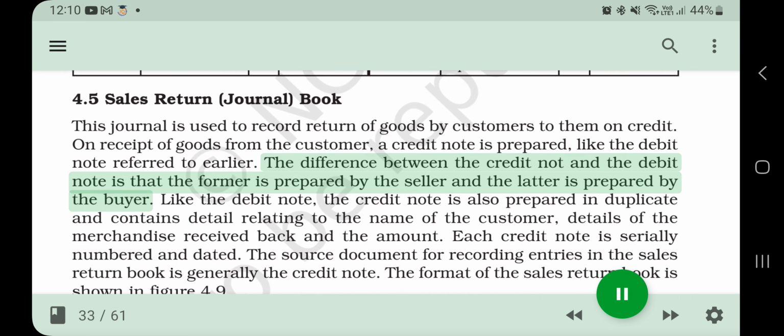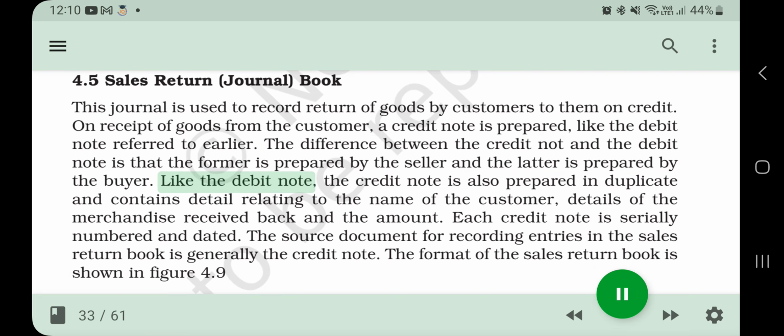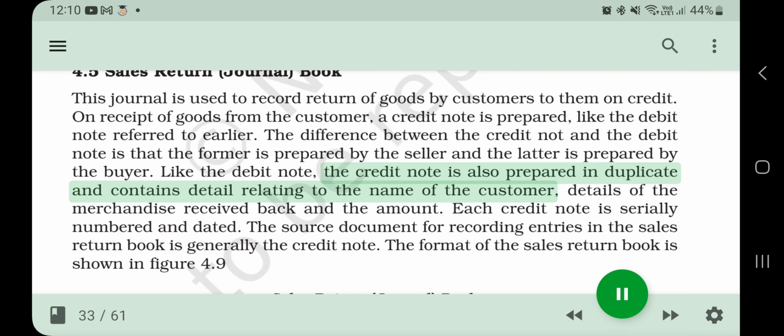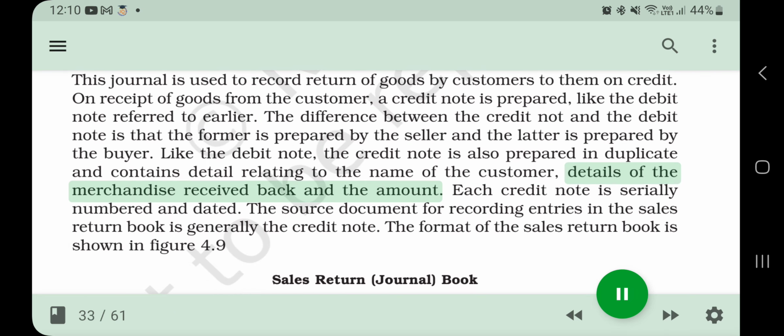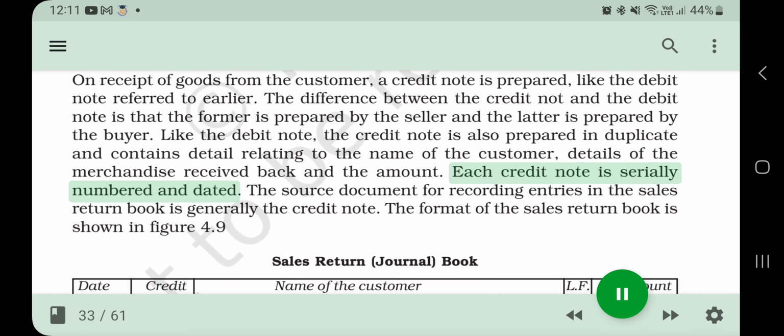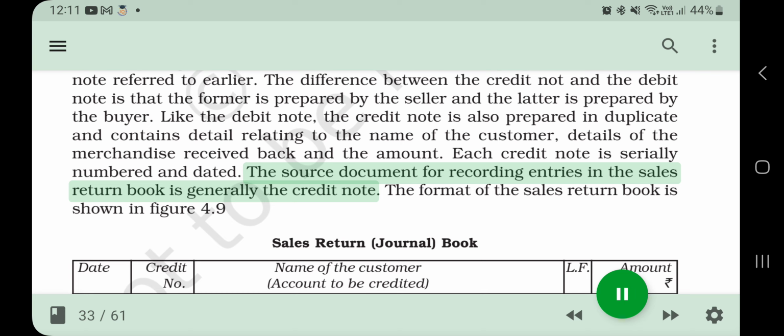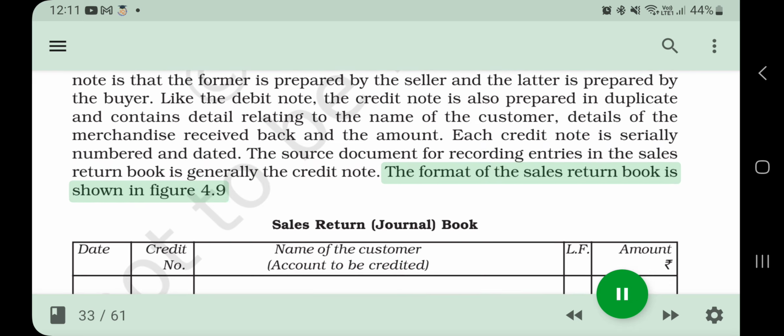The difference between the credit note and the debit note is that the former is prepared by the seller and the latter is prepared by the buyer. Like the debit note, the credit note is also prepared in duplicate and contains details relating to the name of the customer, details of the merchandise received back and the amount. Each credit note is serially numbered and dated. The source document for recording entries in the sales return book is generally the credit note. The format of the sales return book is shown in figure 4.9.